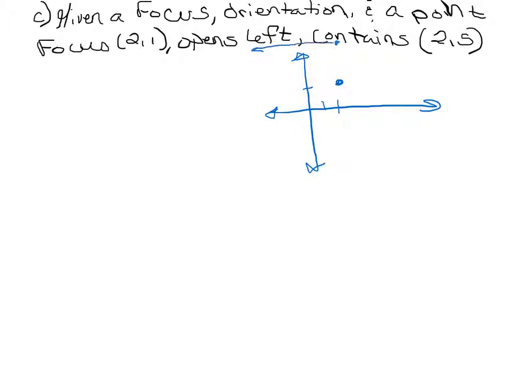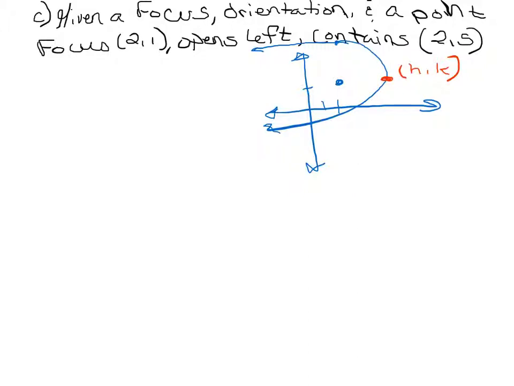So my graph, I know my focus is always on the inside of my parabola, might look something like that. I don't know what my vertex is, but I know my vertex is going to be about right here somewhere. What that tells me looking at my graph is that my vertex, my (h, k), is going to share a k value with my focus. They're on the same line. They both have a y value of 1.